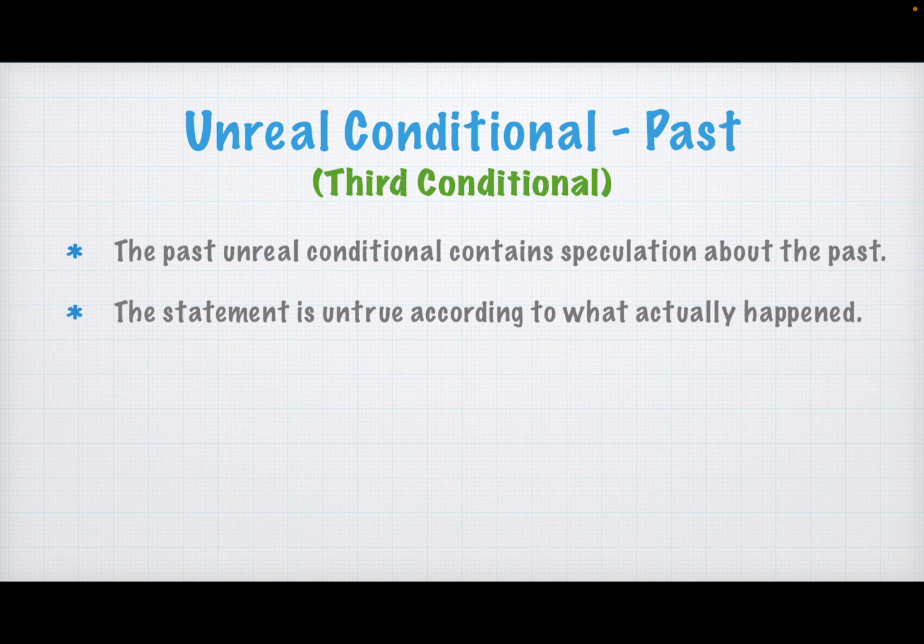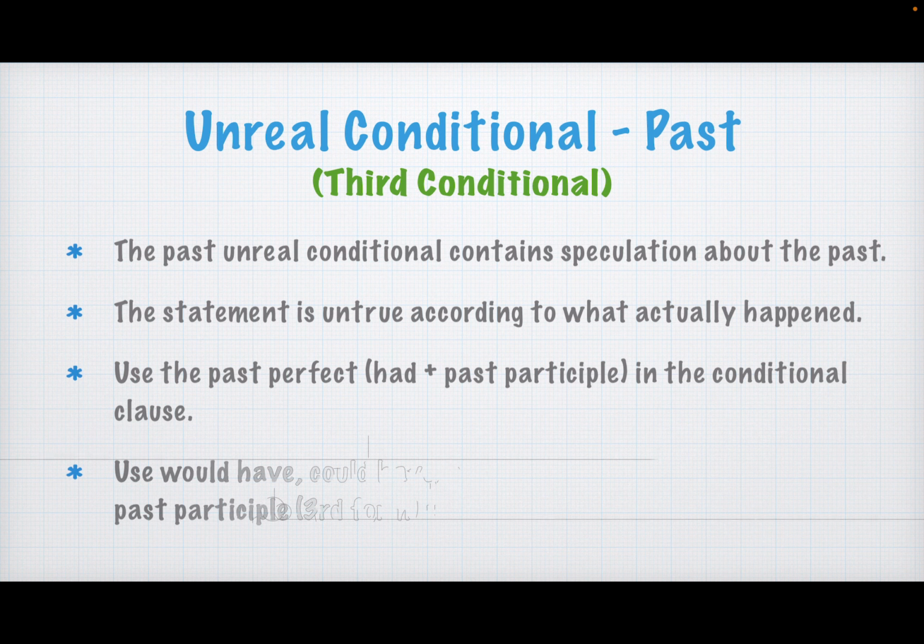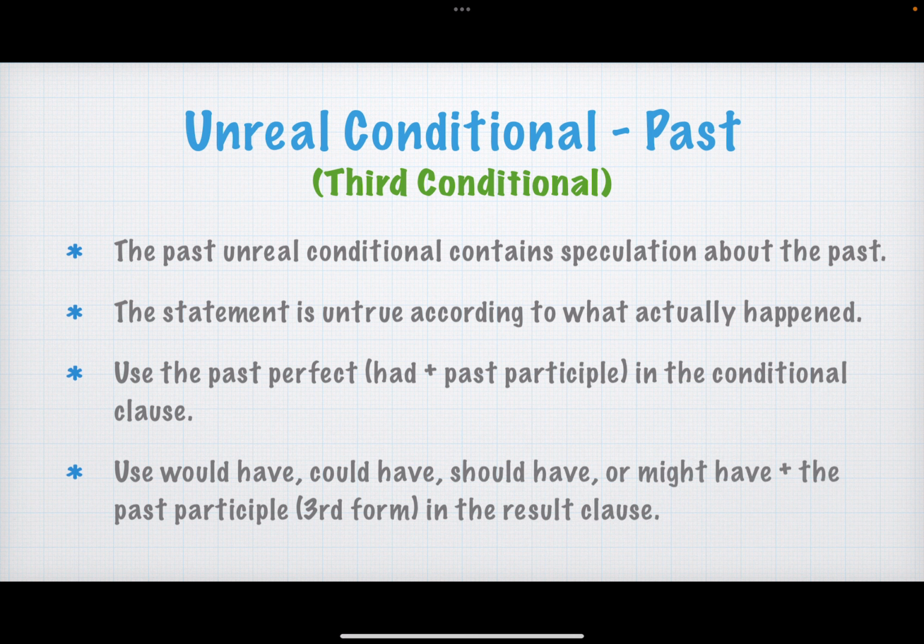But since we don't have a time machine yet, we can't actually go back and change the past, so these kinds of predictions are always untrue. In the unreal conditional for the past, we use past perfect, which is had plus the past participle in the conditional clause. And we use would have, could have, should have, or might have, plus the past participle, or the third form of the verb, in the result clause. Let's look at some examples.